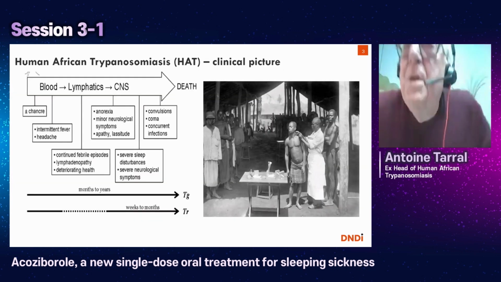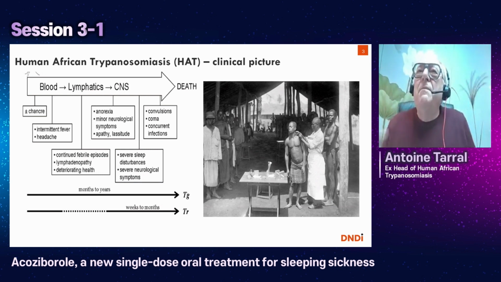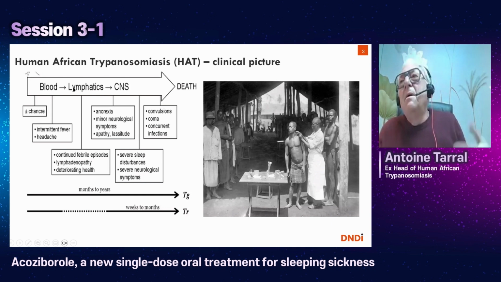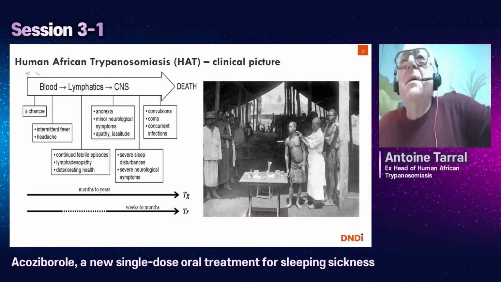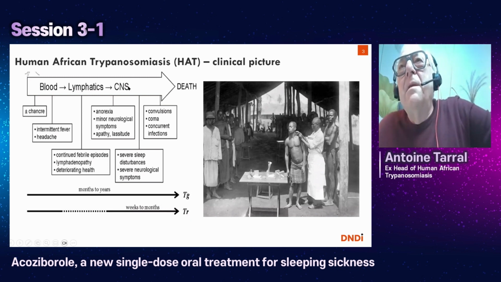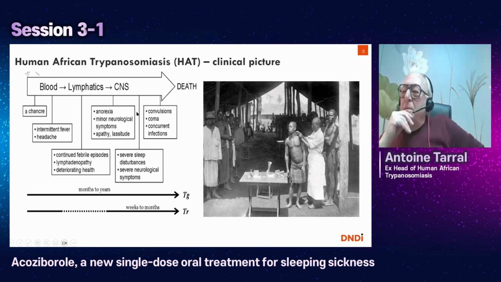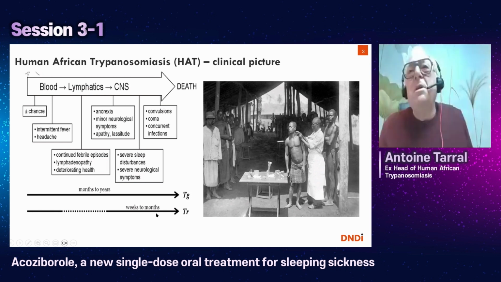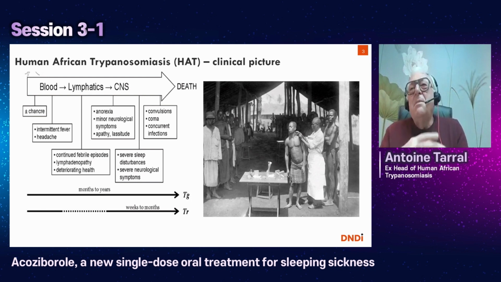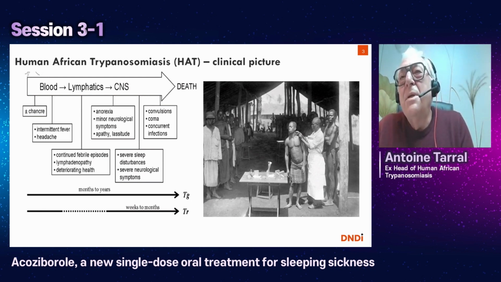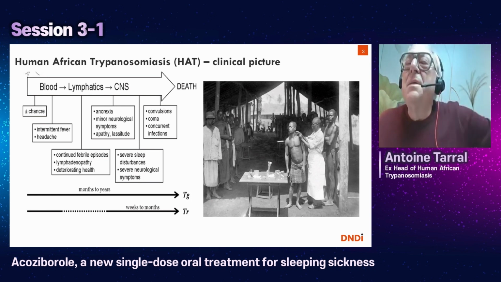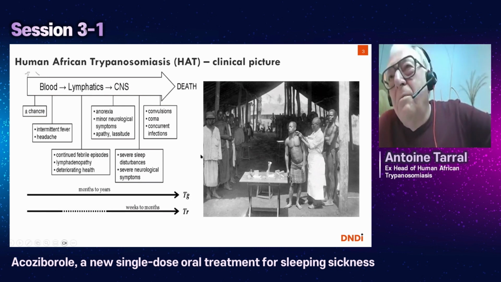A rapid picture of the clinical signs of the disease. We have two steps. The first step is blood or lymphatic. The parasite is circulating in these two vessels, and then it crosses the blood-brain barrier and infects the brain, and we have the classic signs such as sleeping disturbances and neurological symptoms. The duration of the disease is different between the two clinical forms. It seems longer in the Gambiense than in the Rhodesiense, but the Rhodesiense is much less followed than the Gambiense, as there are fewer cases.